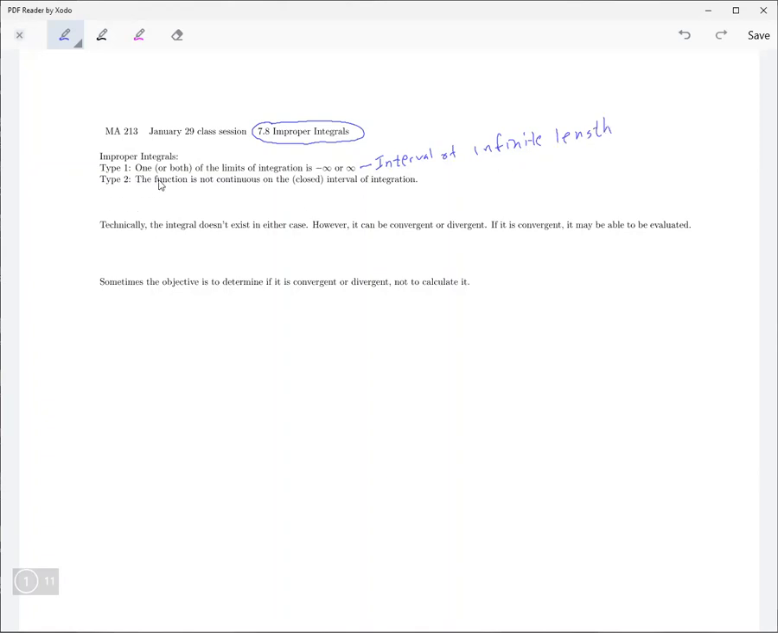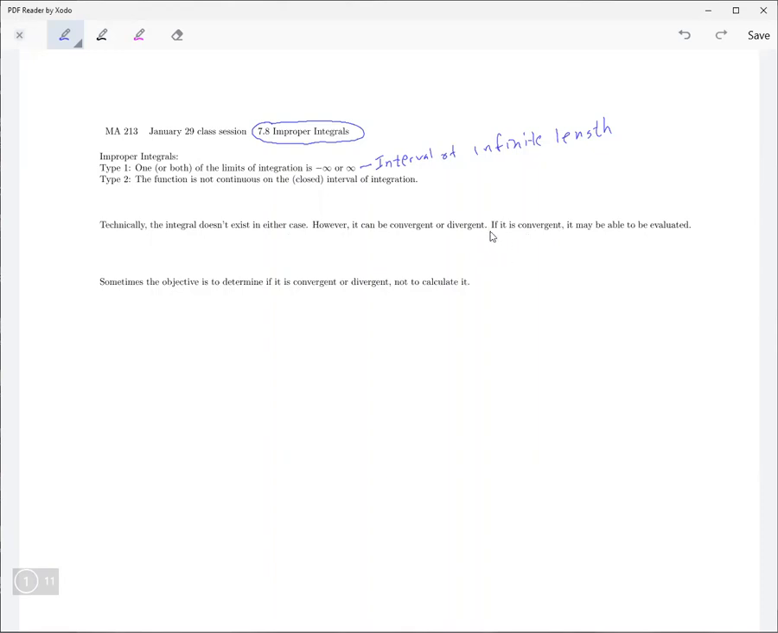That's type 1. Type 2 is where the function is not continuous on the closed interval of integration. So in either of these cases, technically, the integral doesn't exist. A function is not what we call integrable according to most standard definitions of integrable. However, it can be convergent or divergent. And if it's convergent, then we can maybe evaluate it.